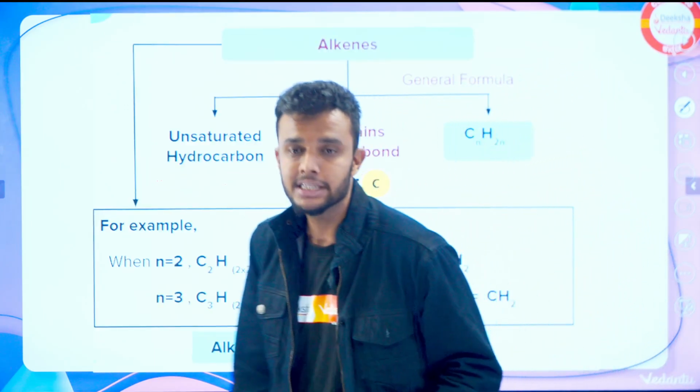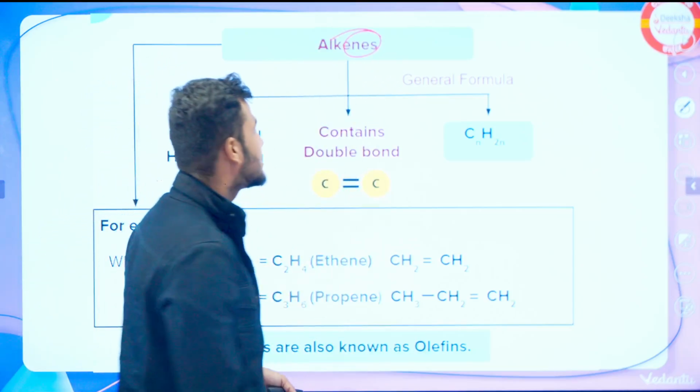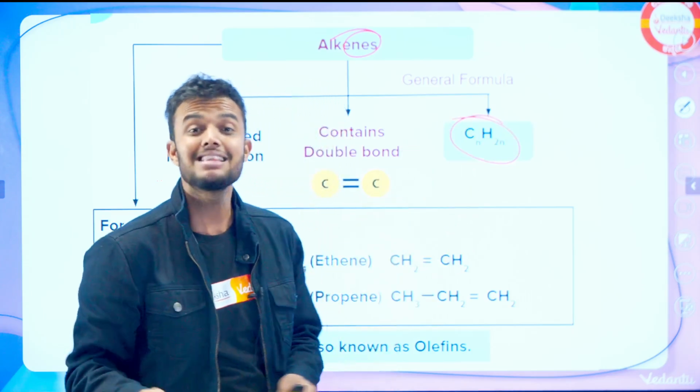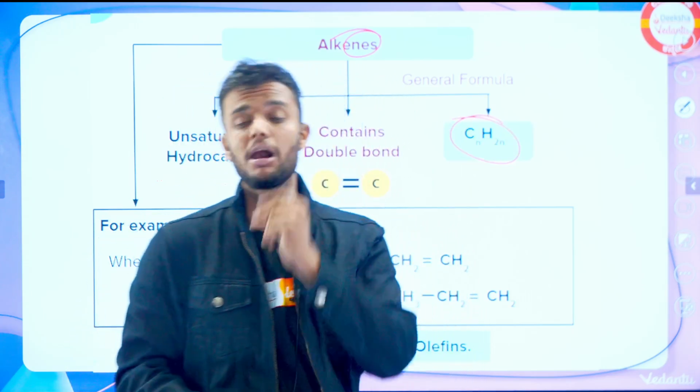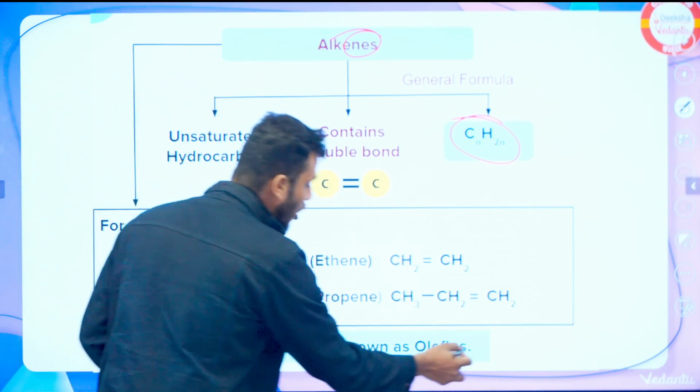Let's move to the alkenes. In the name, ENE is there, which means a double bond. Its general formula is CnH2n. This is an unsaturated hydrocarbon containing a double bond. For example, ethene, propene. And these are also called olefins.